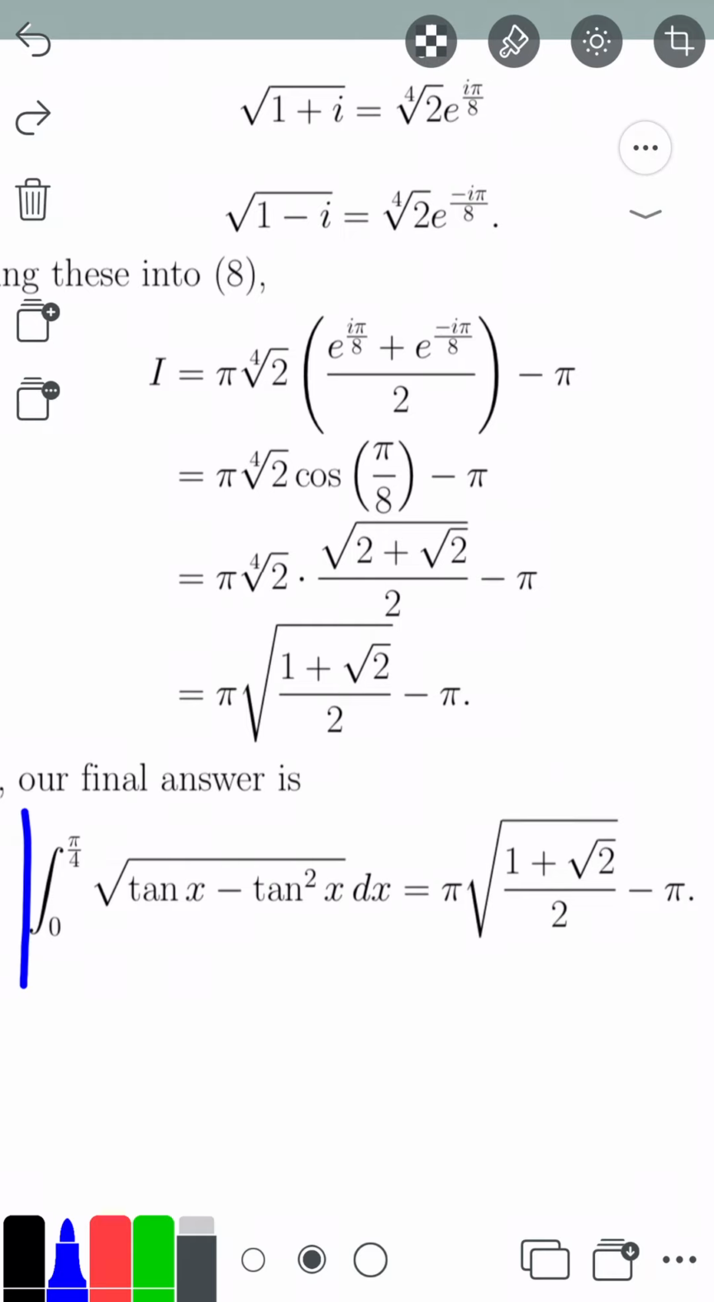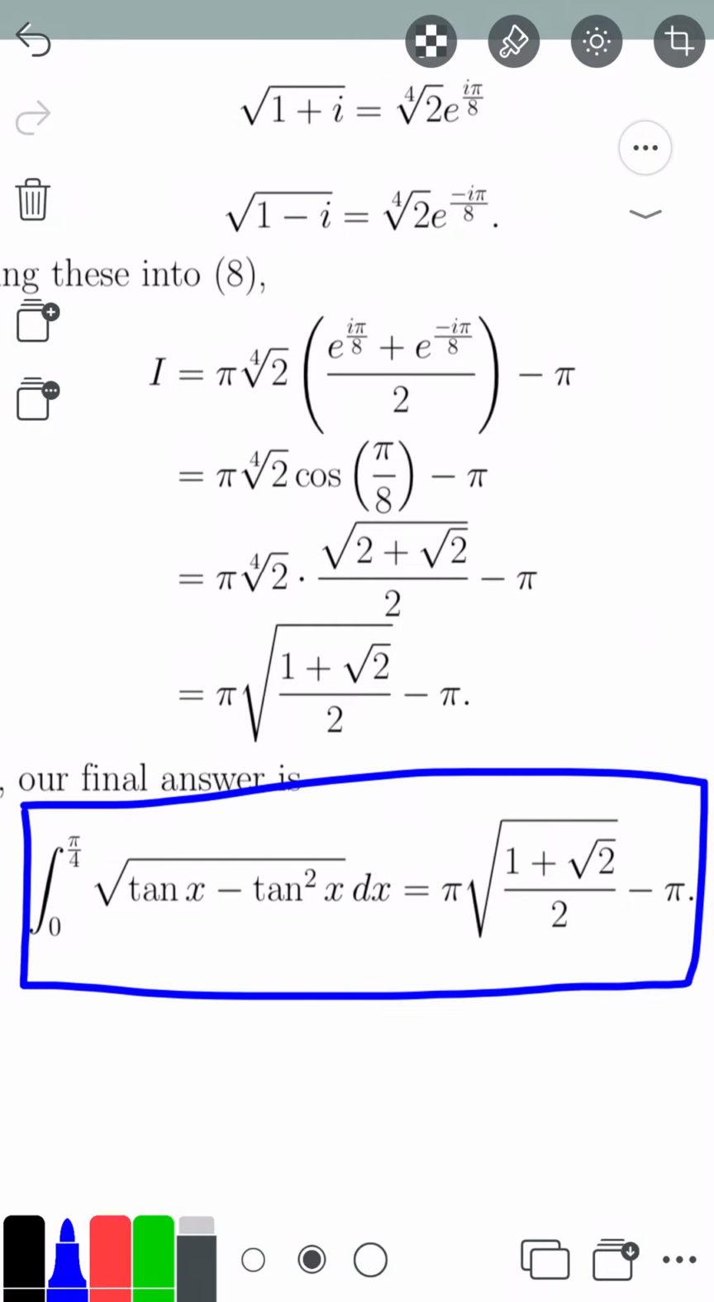Anyway, so this is our final answer for this integral. The integral from 0 to pi over 4 of square root of tangent x minus tangent x squared dx is equal to pi times the square root of 1 plus square root of 2 over 2, minus pi.